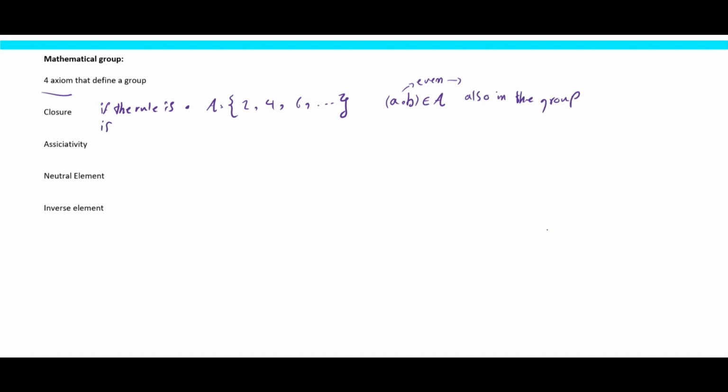But if the rule was addition, and A would be 1, 2, 3, and 4. In that case, you should notice after, for instance, adding 1 to 4, it is not in that set anymore. So because the set is closed at 4, the result wouldn't be inside the set A. So the set 1 to 4 for the plus rule wouldn't be a group.